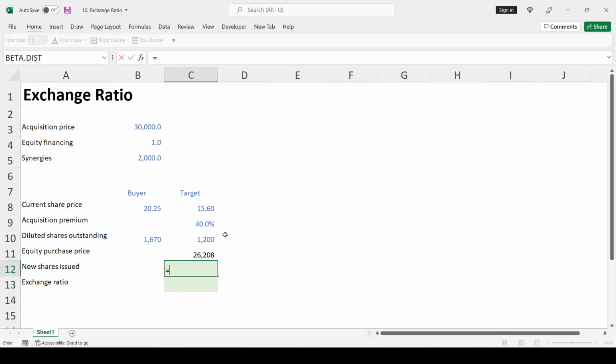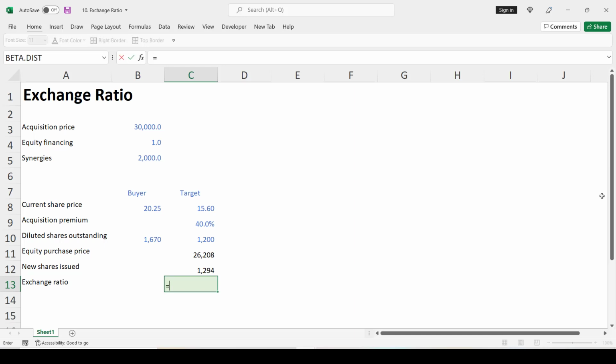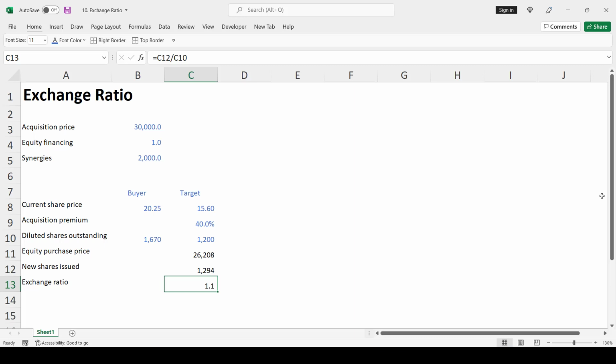Then new shares issued would be equity purchase price divided by my buyer's current share price. And my exchange ratio would be my new shares issued divided by diluted shares outstanding, and the result is 1.1 for this example. An exchange ratio is designed to give shareholders the amount of stock in an acquirer company that maintains the same relative value of the stock the shareholder held in the target or acquired company.